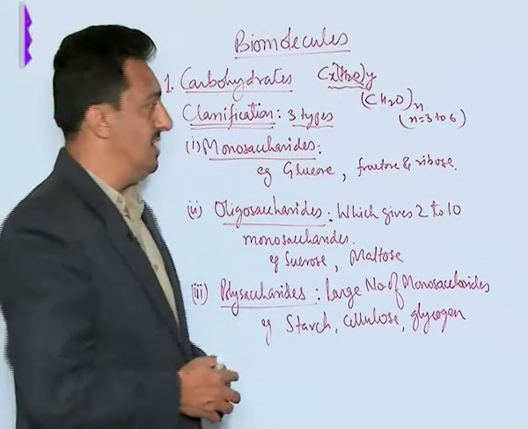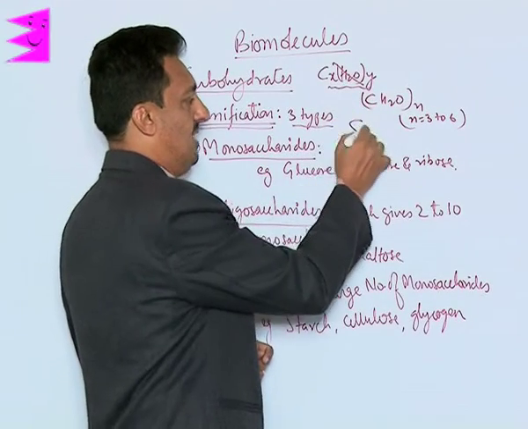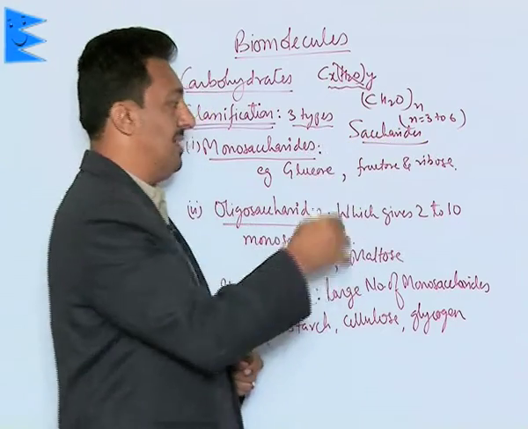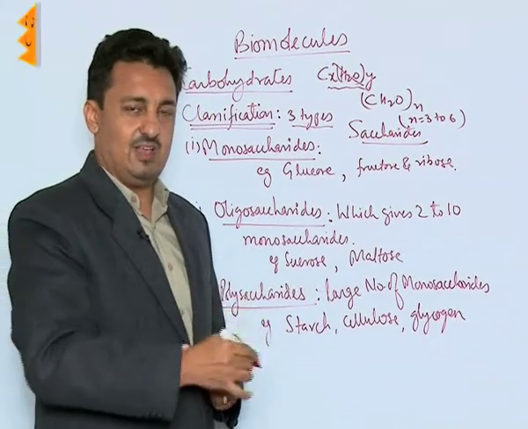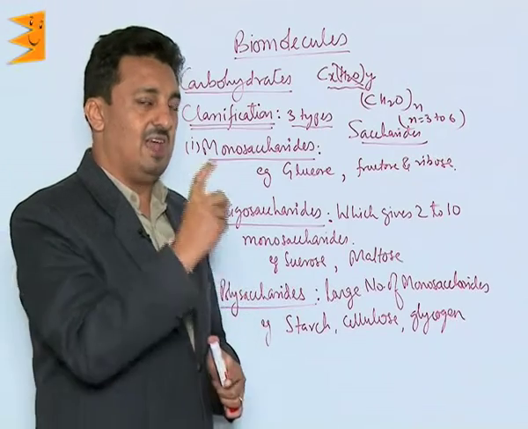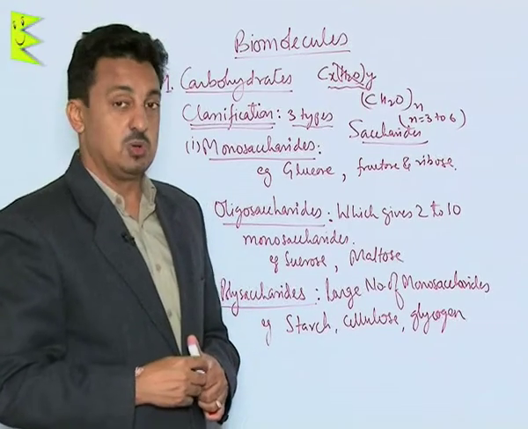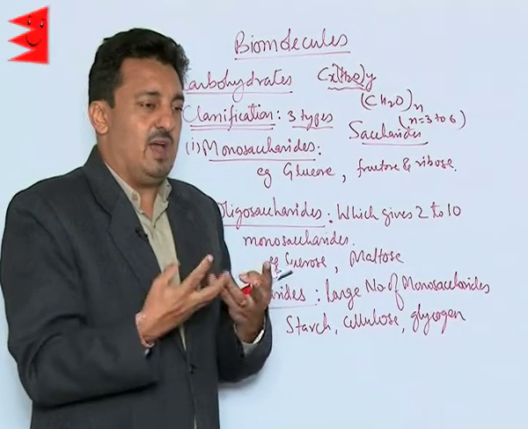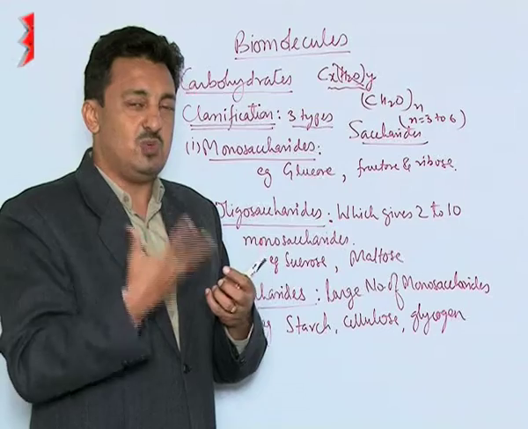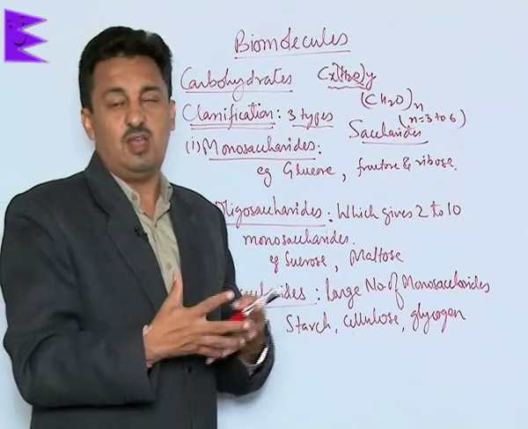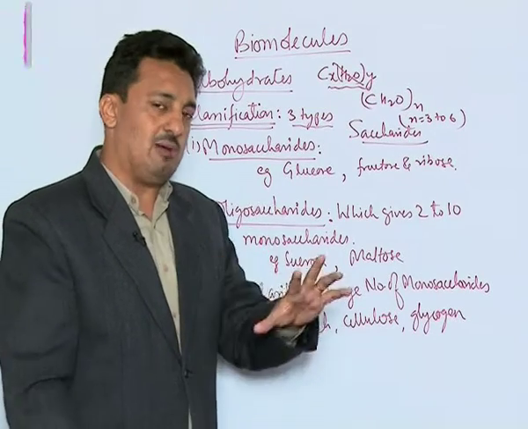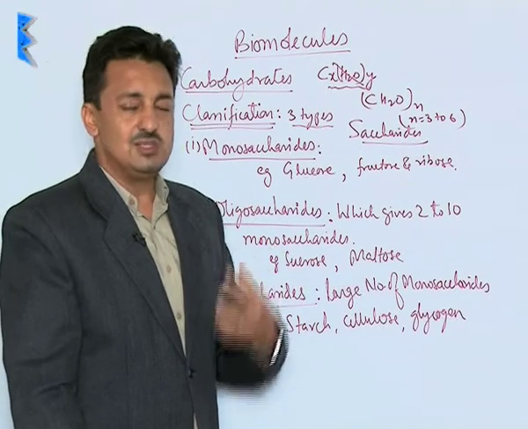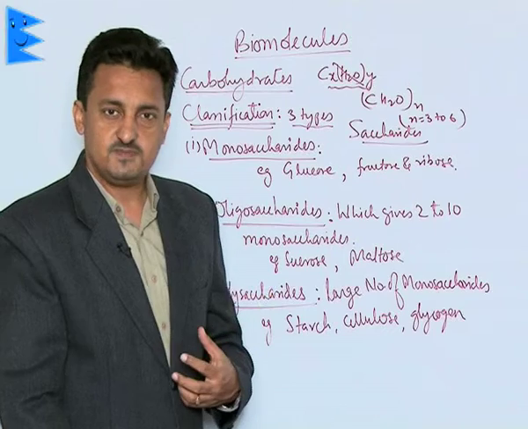Carbohydrates are also called saccharides. That is why we usually call them monosaccharides, disaccharides, polysaccharides, oligosaccharides, because the word saccharide, which is a Greek word, means sugar. The moment we say carbohydrates, we always think of something sweet in taste. But remember, all carbohydrates are not sweet. Those carbohydrates which are sweet in taste are called sugars, and those which are non-sweet are called non-sugars.